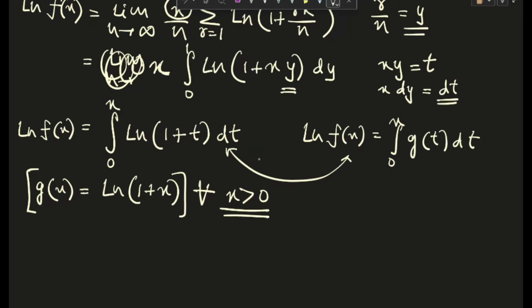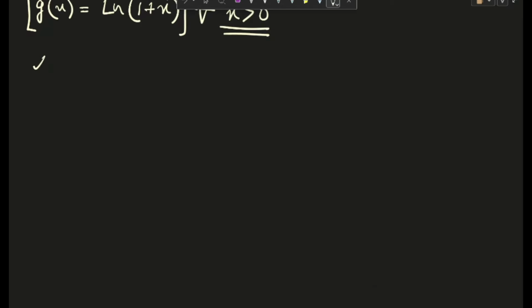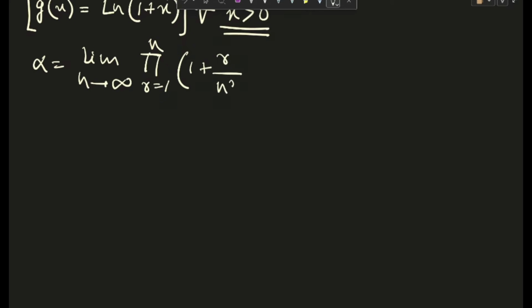So that's done. Now I will look into the question once more, because we have to solve further. Looking into the question, we actually have another term which is given as alpha equal to limit n tends to infinity, product r equals 1 to n of 1 plus r by n squared. I am going to the page down and then I will explain that part. So basically our alpha was given as limit n tends to infinity, product r equals 1 to n, and this thing is 1 plus r by n square.